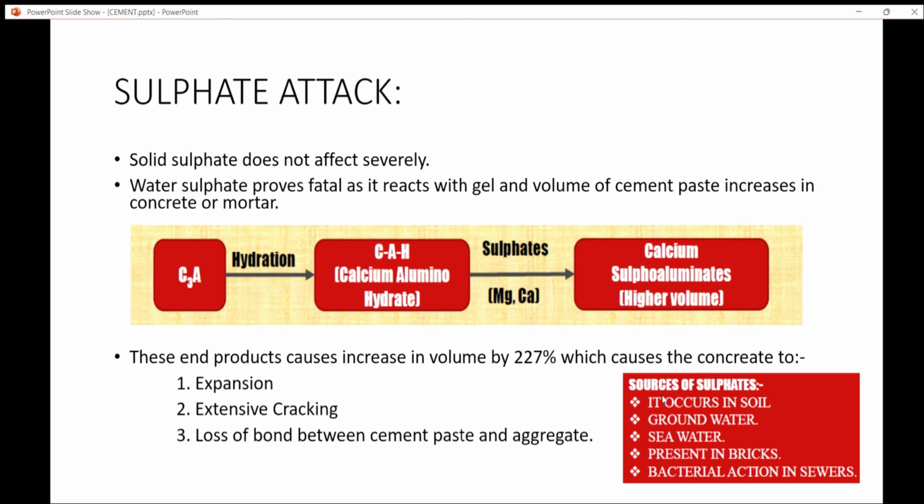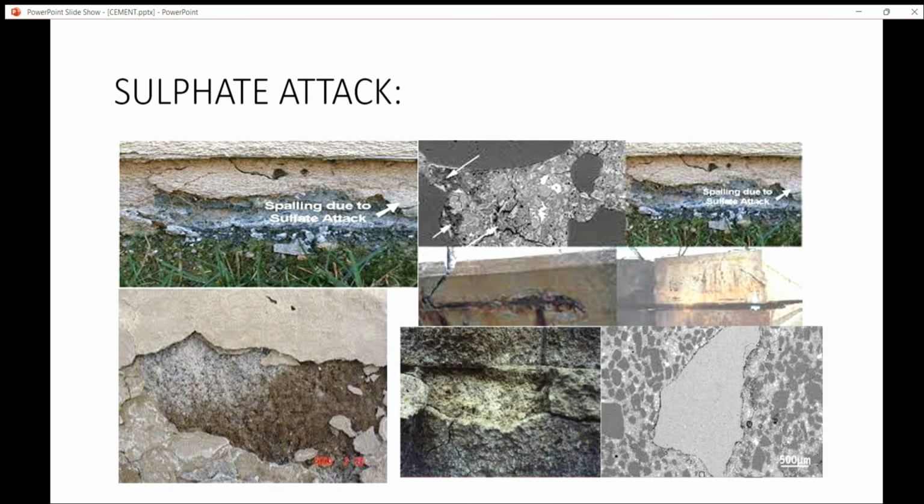Sources of sulfate. It occurs in soil, groundwater, seawater, and is present in bricks, etc. Here you can see C3A hydration, calcium hydroxide, calcium aluminohydrate; sulfate attacks, magnesium or calcium sulfoaluminates in higher volume. These are some pictures of sulfate attack. You can see how the sulfates attack the wall, the bricks, the concrete, and also the cement.